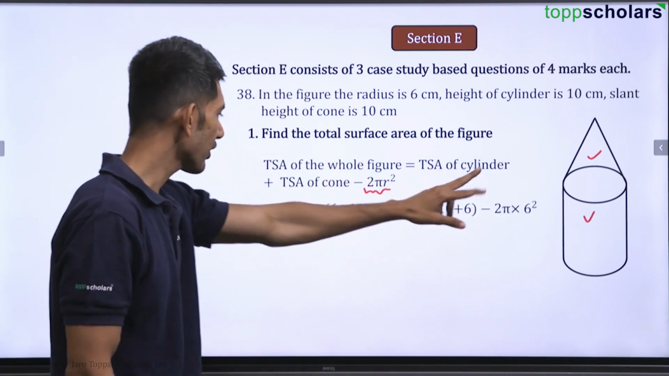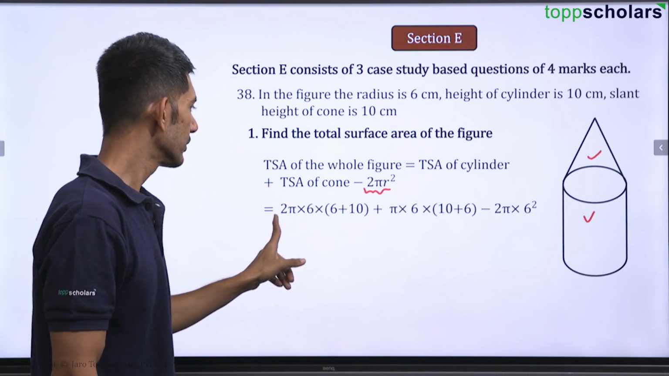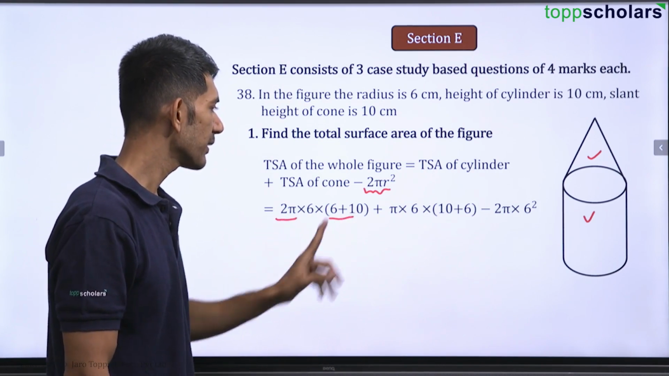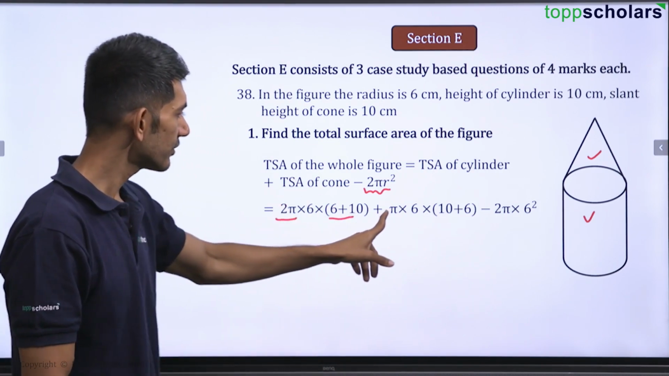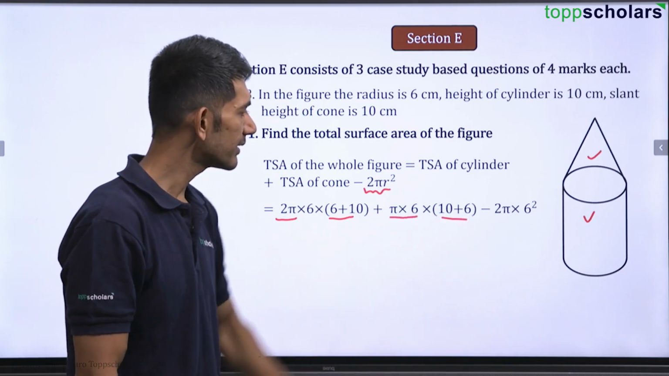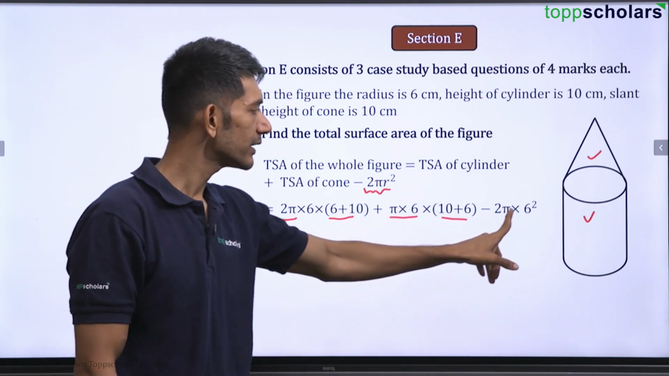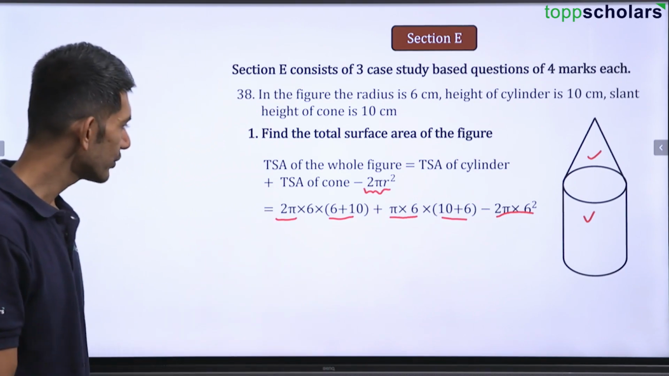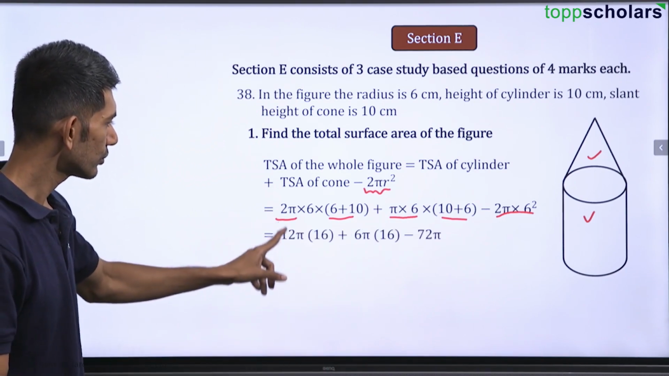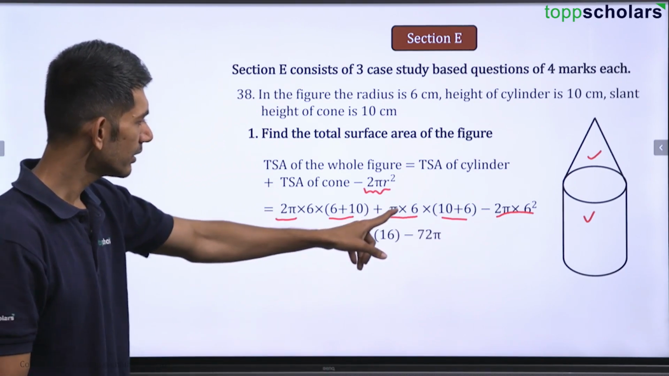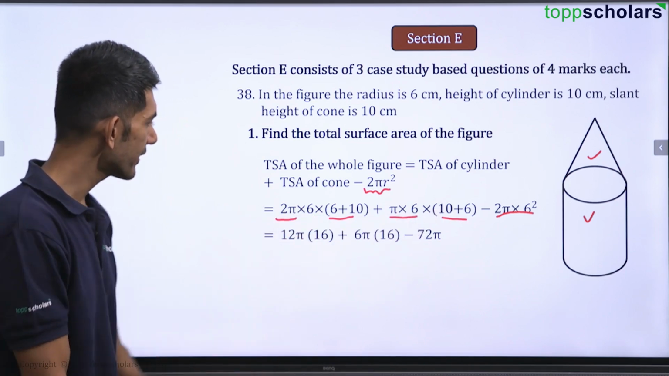So total surface area of cylinder, 2 pi r times h plus r. Then this is pi r times r plus l. And this is minus 2 pi r square. Put the values. So 12 pi into 16, 6 pi into 16, minus 72 pi.